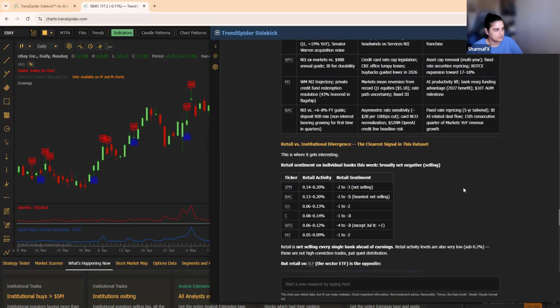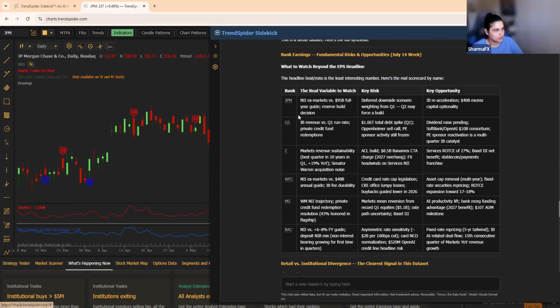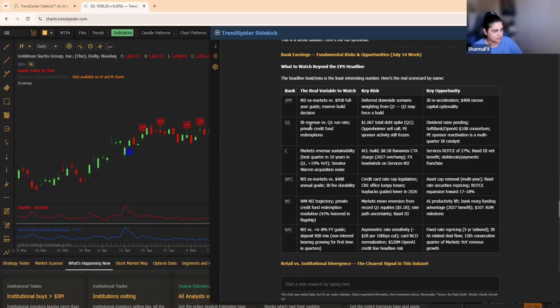So here, what I'm seeing is, let's come up. So what to watch beyond the earnings per share headline. The real variable to watch for JP Morgan is going to be the net interest income ex markets versus the 95 billion full year guide, and the reserve build decision. Key risk here is going to be the deferred downside scenario weighting from Q1 to Q2, which may force a build. The key opportunity is IB reacceleration, which is the investment banking, and then also 40 billion excess capital optionality here. With Goldman Sachs, we are looking at investment banking revenue versus Q1 run rate, and private credit fund redemptions here.